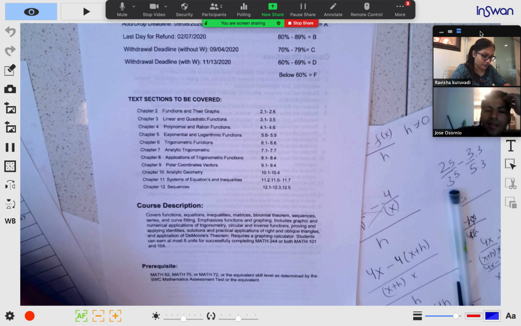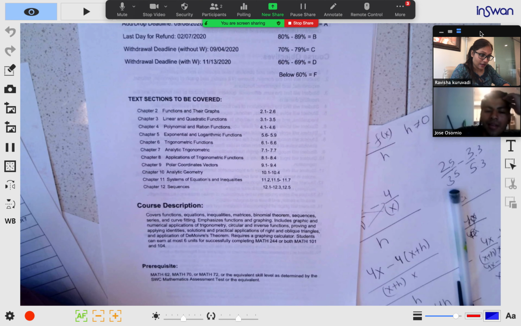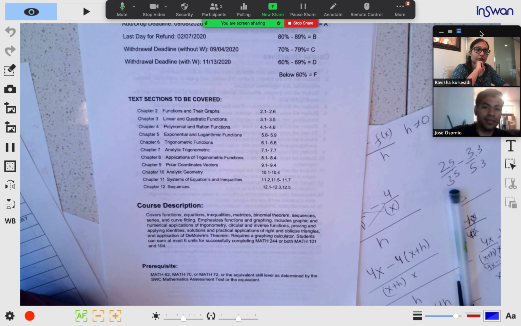I'll give you a suggestion. There is the math department head. I'll give you her email ID. Maybe you can text her and tell her, I'm a student of Ravisha Kurwari, write my name and tell her I am not able to contact the counselor and all that stuff. I'll give her. Okay.